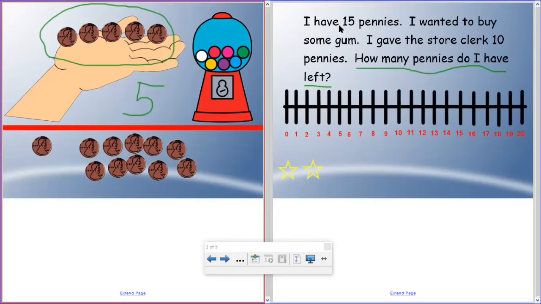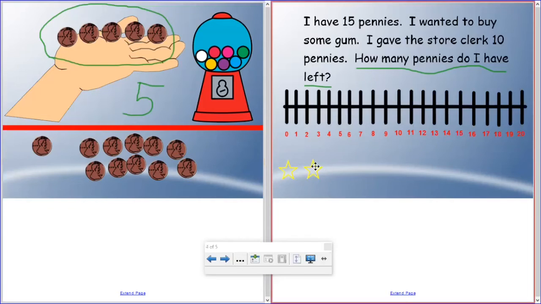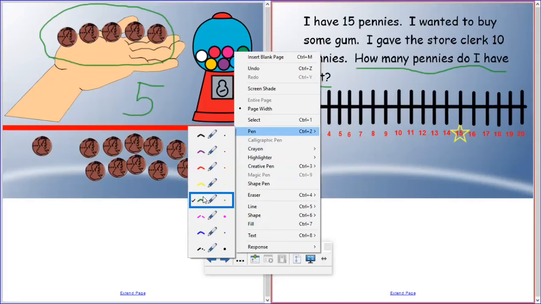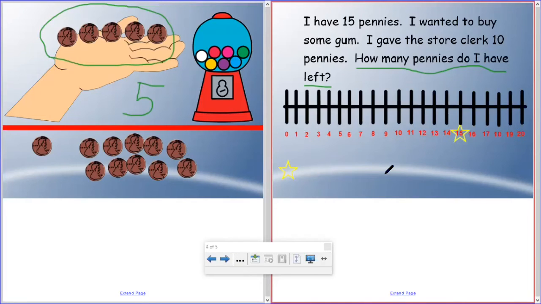The starting number is 15. So let's put a star around the number 15. I wanted to buy some gum. I gave the store clerk 10 pennies. All right, now we're going to count back 10 times because we're taking away. When you take away, you're counting down. Start with 15 and count down 10 times.